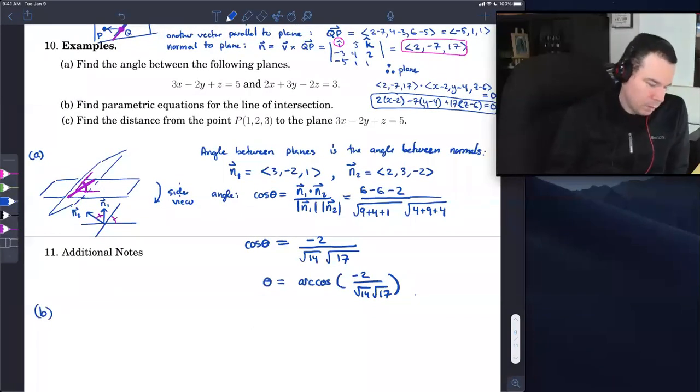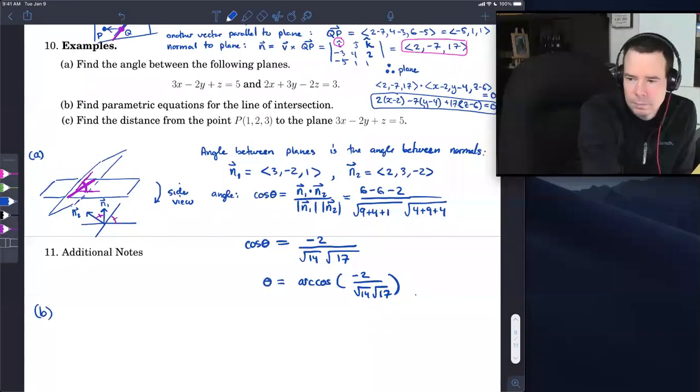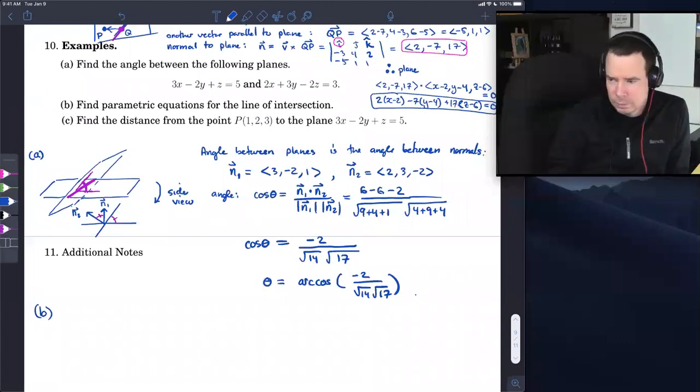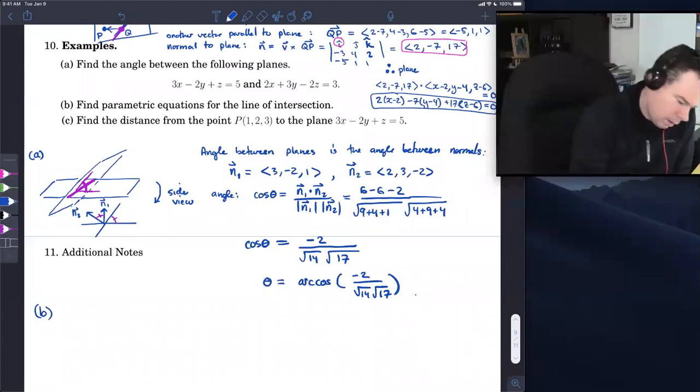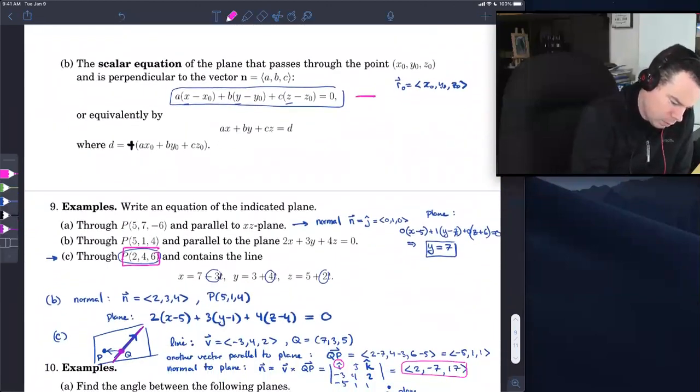Find the parameter. Hello, go for it. Hi, Professor. Where did you get x minus 2, y minus 4, and z minus 6 from? Okay. So let's scroll back to the equation of a plane. So that's this one here.